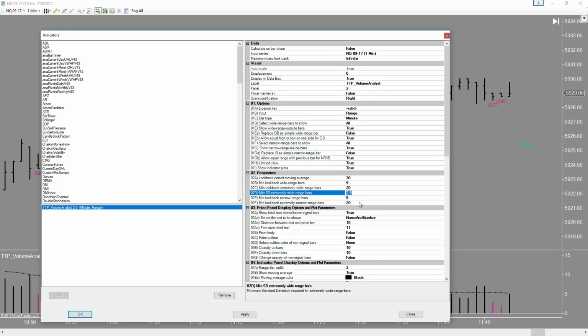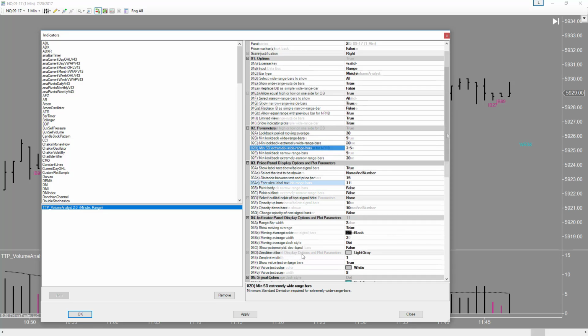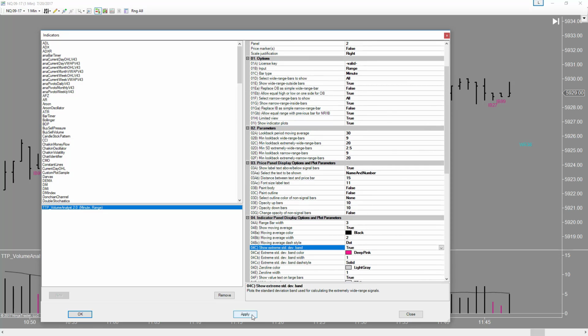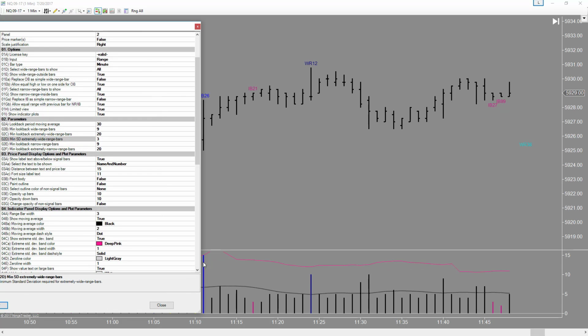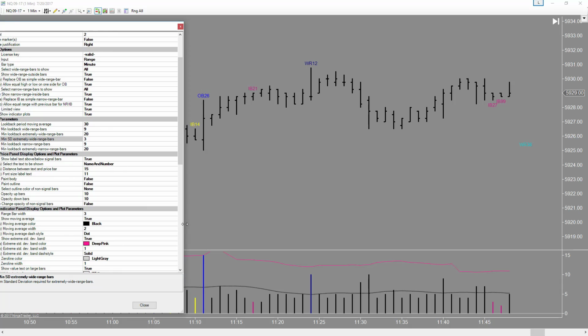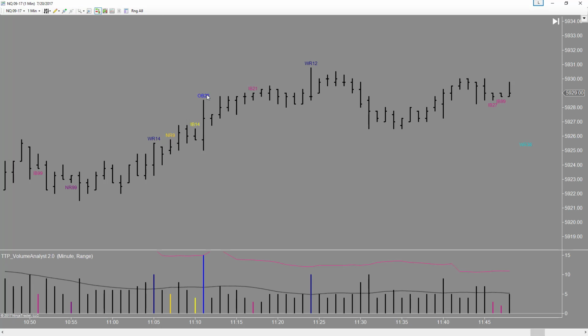You could set that to 3 or 4, and you can show the extreme standard deviation band here. The extremely wide ranging bar would also have to be above that 2.5 standard deviation line. We could set that to 3, and then here it's just barely not above it. So now it's just a standard outside bar, not an extremely wide-ranging outside bar. And the number that is displayed here next to the label, OB is outside bar, IB is inside bar, that is telling you, in this case, that it's wider than the past 26 bars.